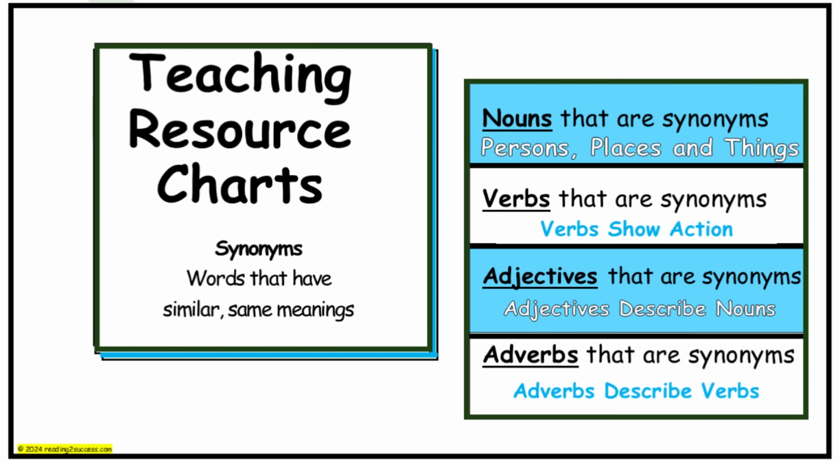We begin each section with teaching resource charts. It is important to review with kids that nouns are persons, places, and things. Verbs show action, adjectives describe nouns, and adverbs describe verbs.